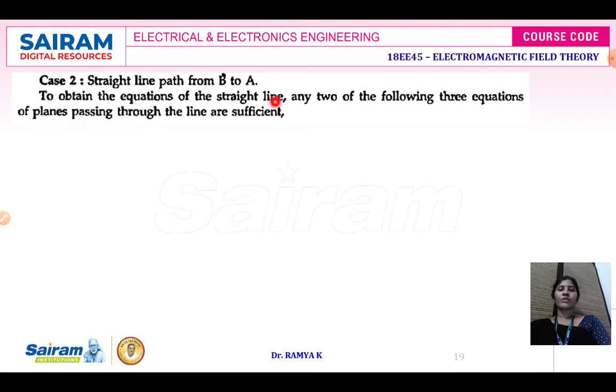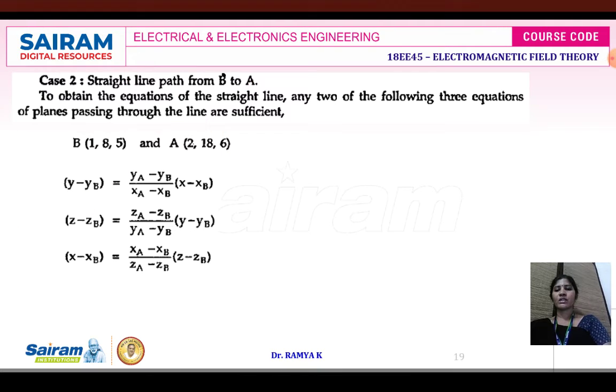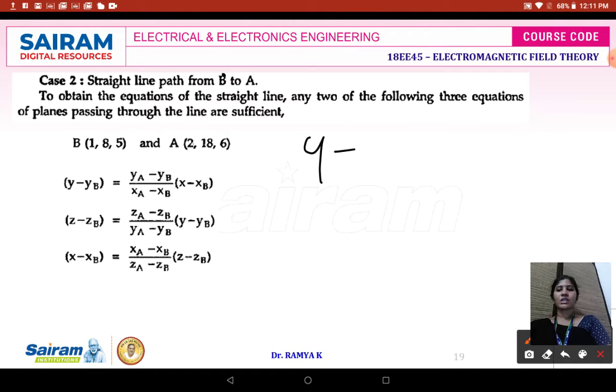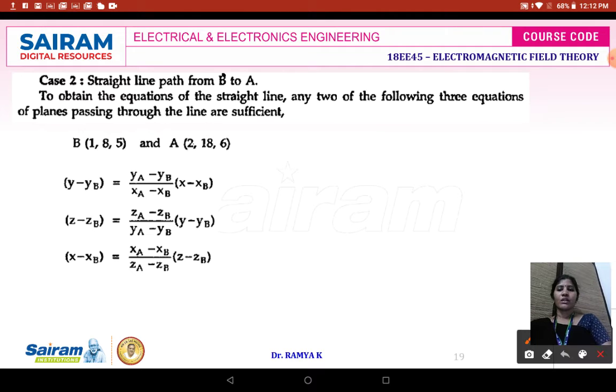To obtain the equation of the straight line path, we can use the following plane. Here the B value is (1, 8, 5) and the A value is (2, 18, 6). For a straight line path, you have to use this particular formula. Since the A point and B point are available, and from B to A you want to move, you can use this formula.